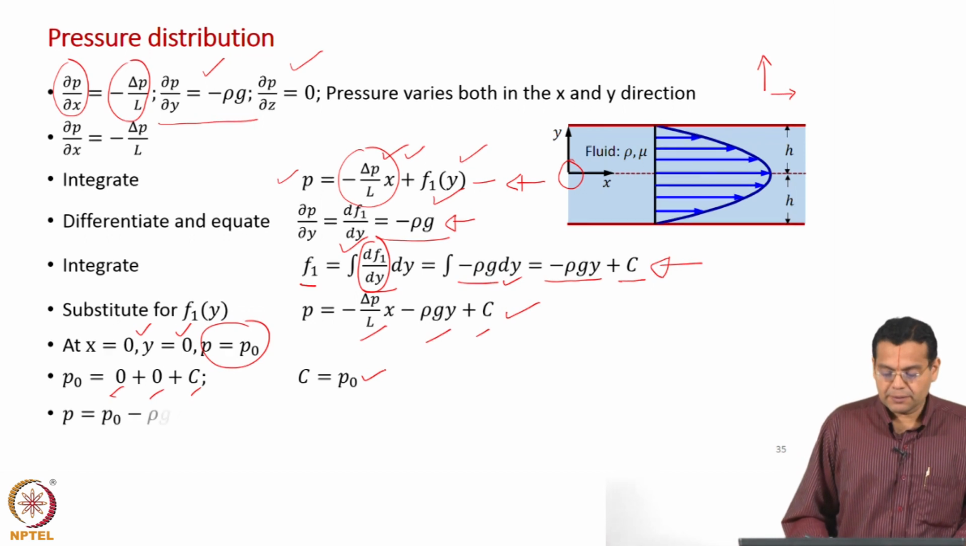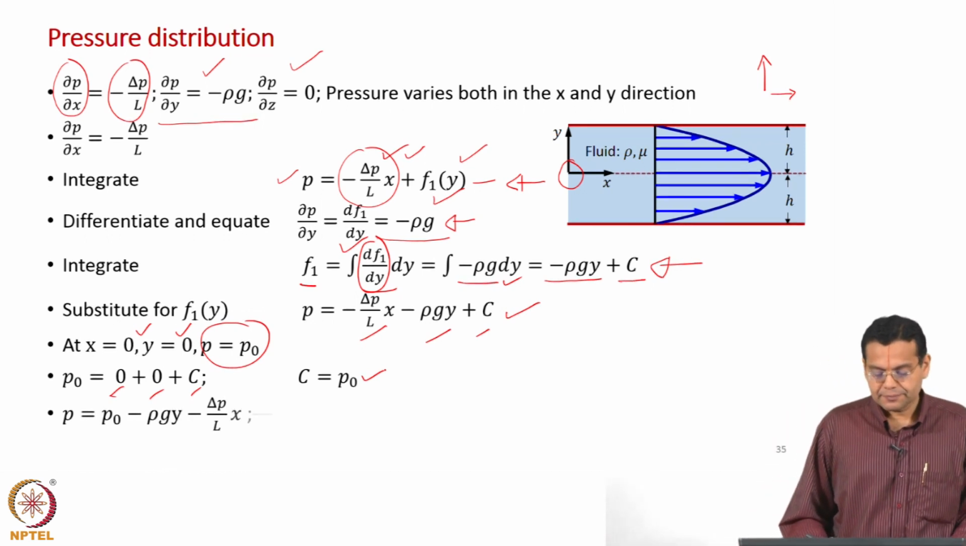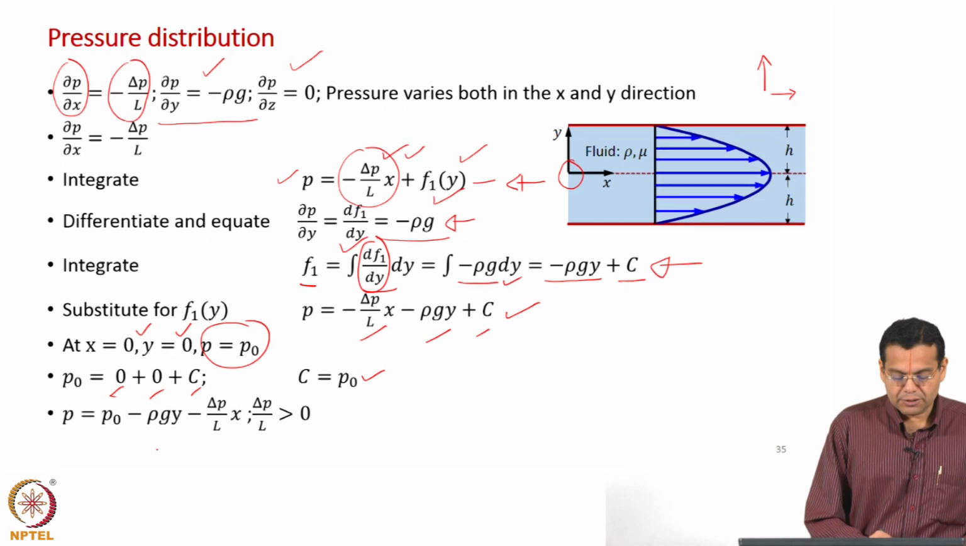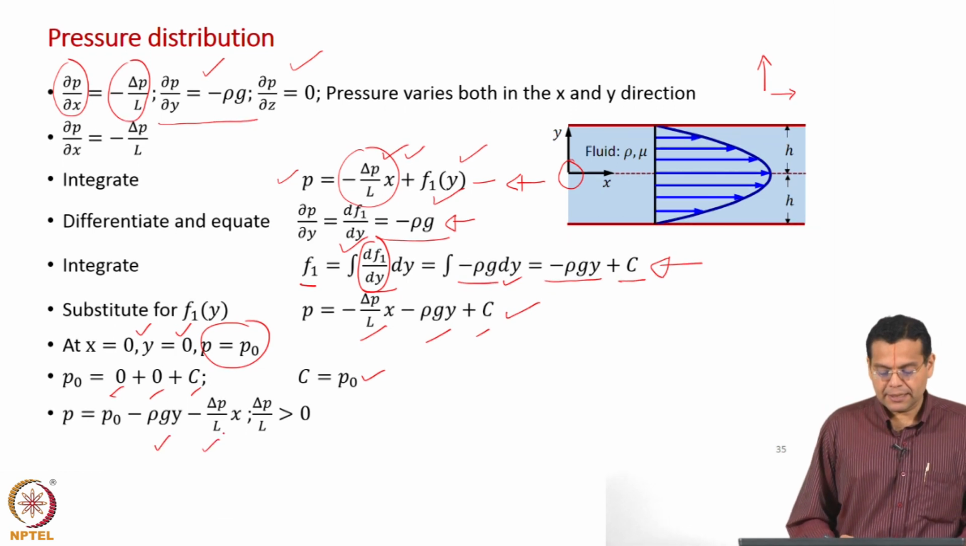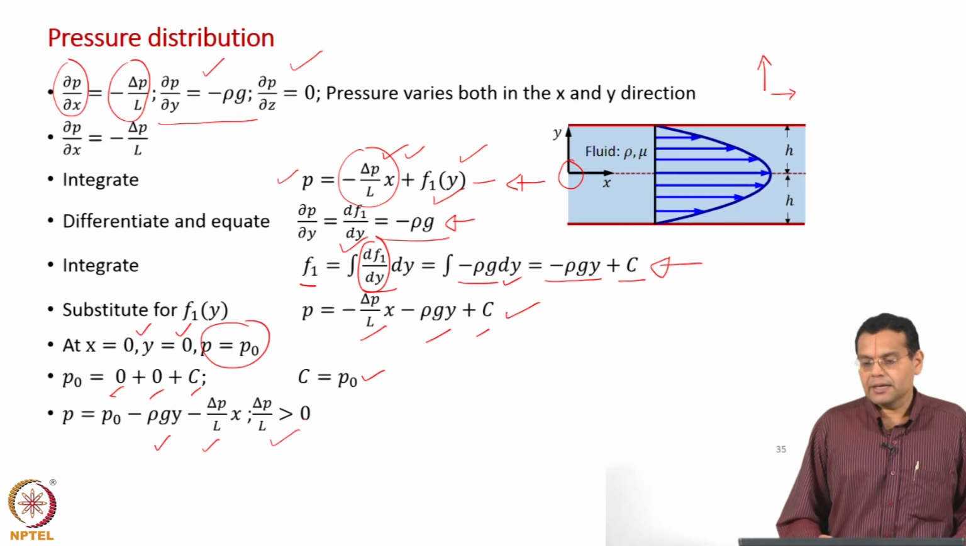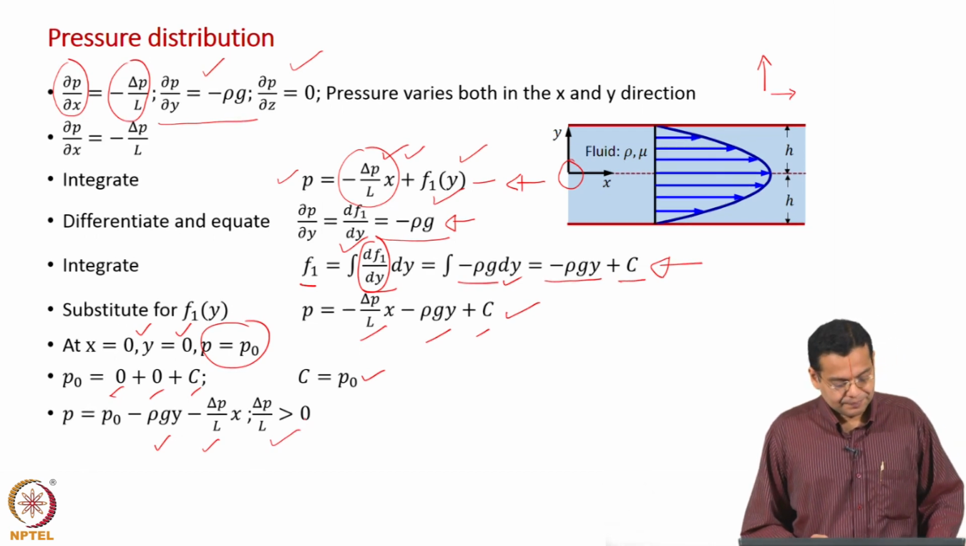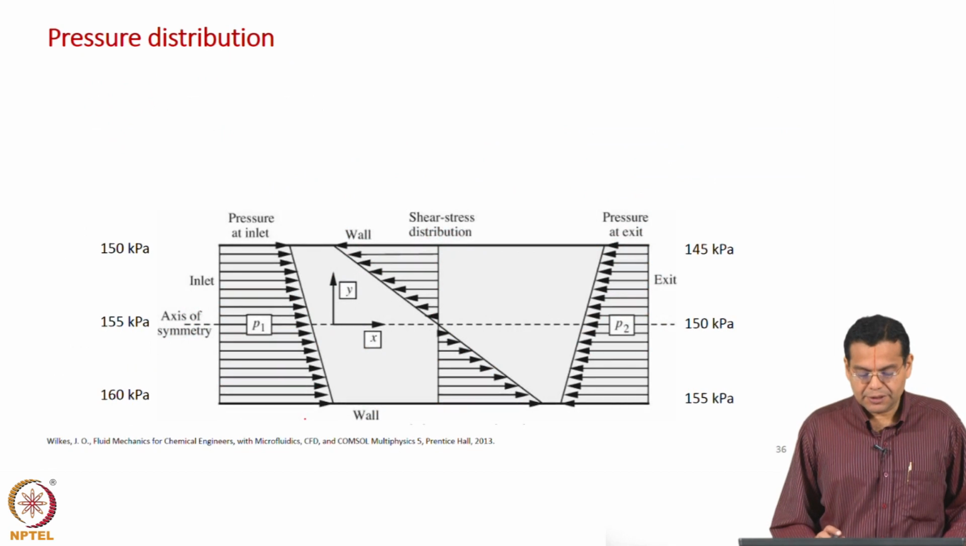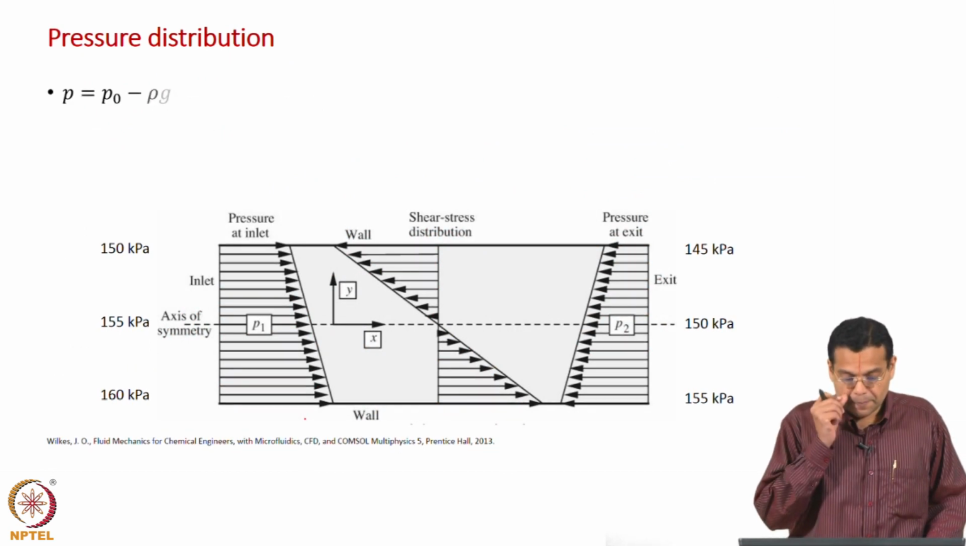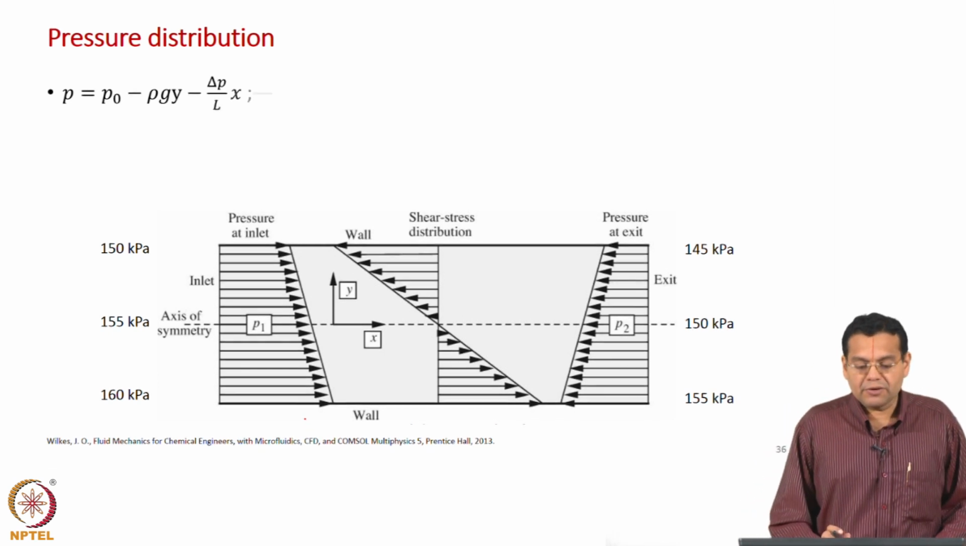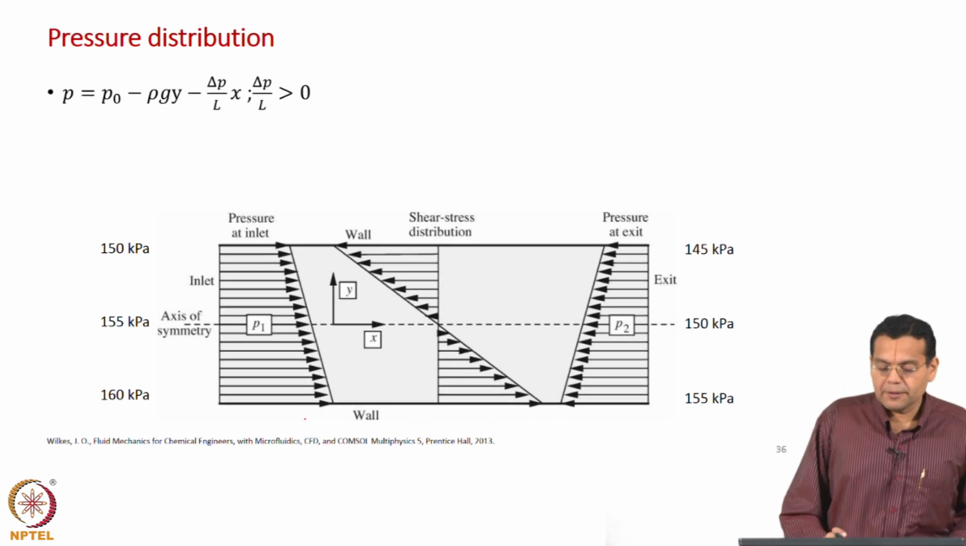So, what we have is p is equal to p naught minus rho g y minus delta p by L into x. Remember, delta p by L is greater than 0. So, let us continue with this in the next slide. That is the equation for the pressure distribution.